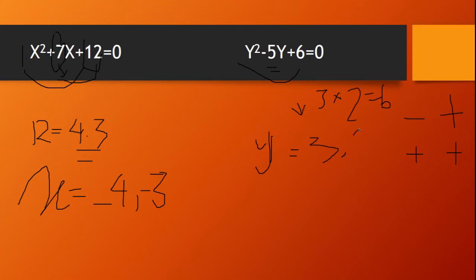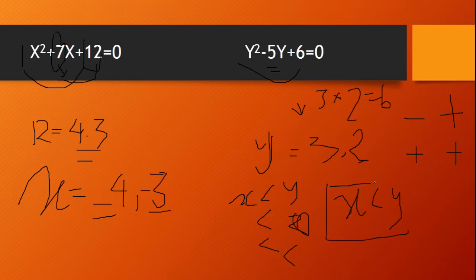And then we have to compare these. Minus 4 is less than 3, so x is less than y. Minus 4 is less than 2, so minus, lesser than. Minus 3 is less than 3, and last, minus 3 is less than 2. So here we get x less than y. So that's the answer. I hope this is clear.